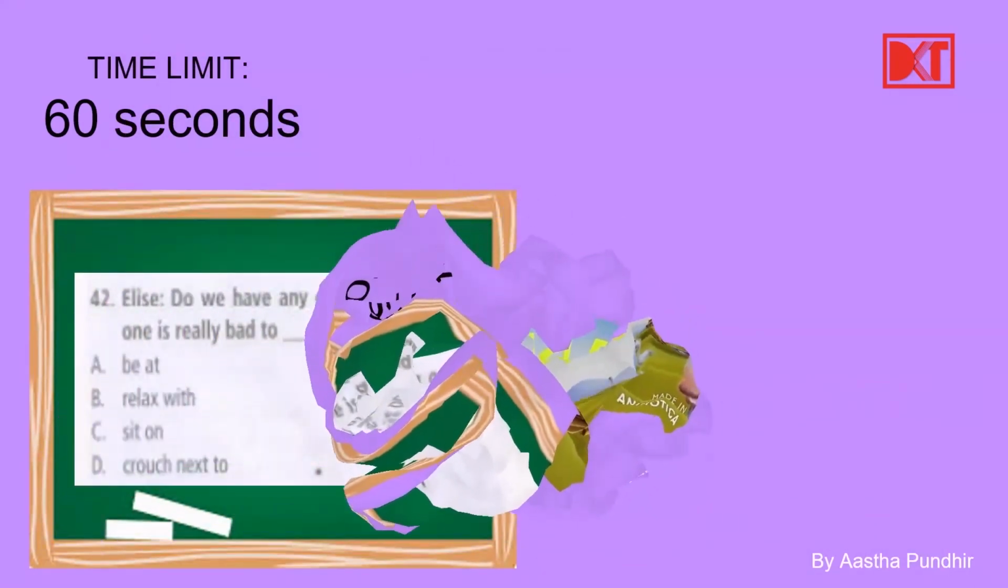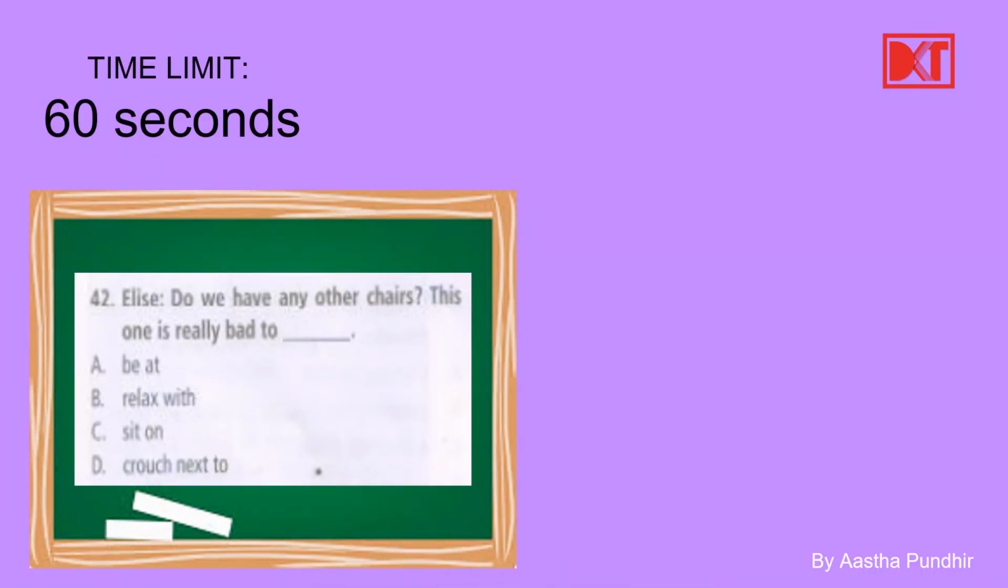Okay, so here Alice says, "Do we have any other chairs? This one is really bad to dash." Be at, relax with, sit on, or crouch next to. It's pretty easy. We are talking about a chair. So what would the chair be really bad to? The chair will be really bad to sit on. It's easy.